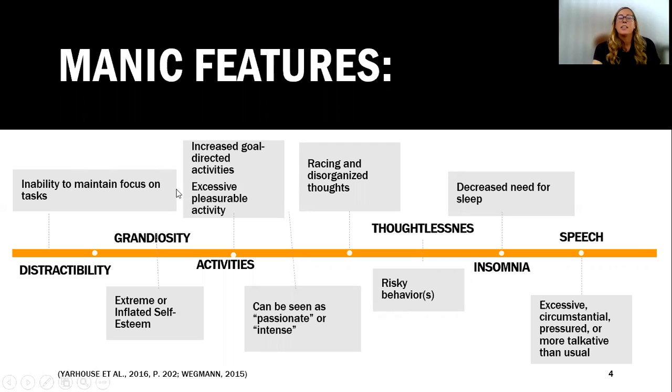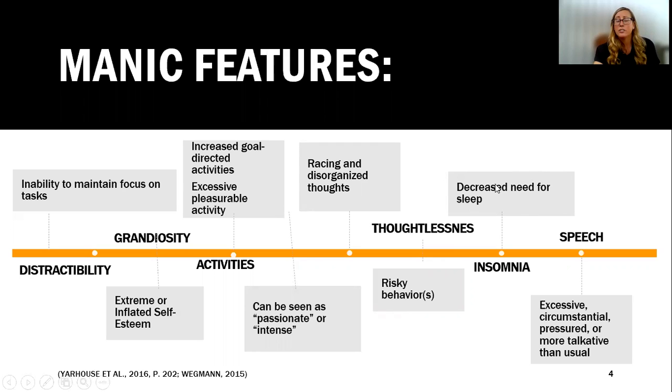And with that, they also can have a sense of inflated ego, which I talked about with that picture of the arrogance. Someone having a manic episode might be extremely full of themselves or overly confident in an arrogant type of manner. As far as their thoughts go, they might be really racing or disorganized. That also might contribute to some thoughtlessness, such as risky behaviors or even excessive pleasurable activity as well.